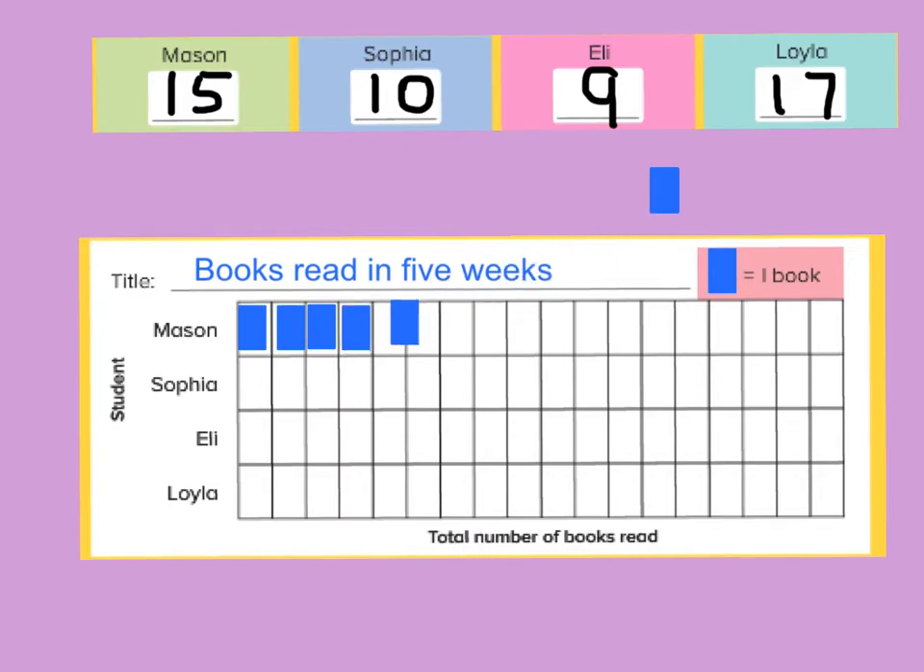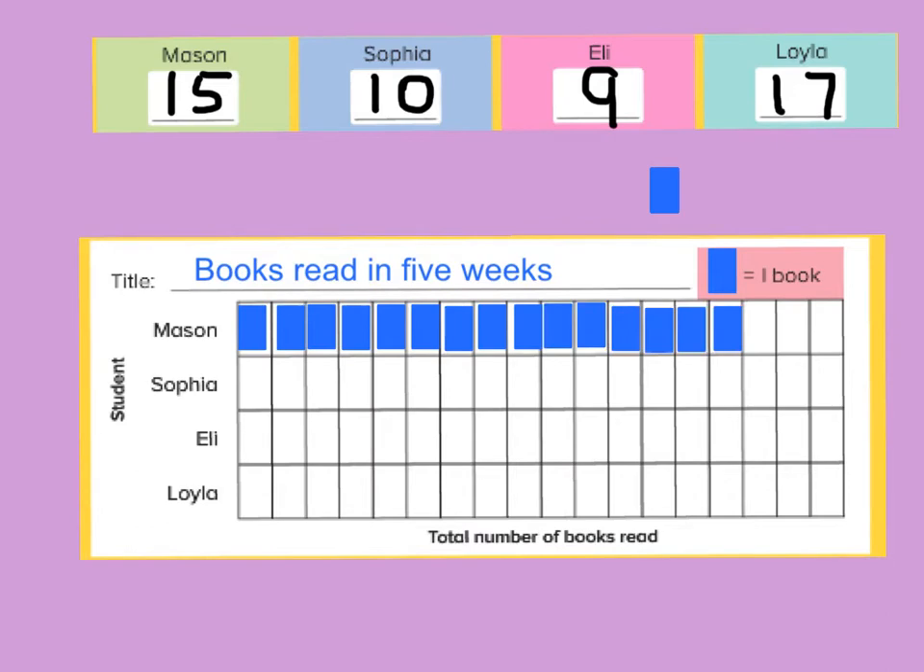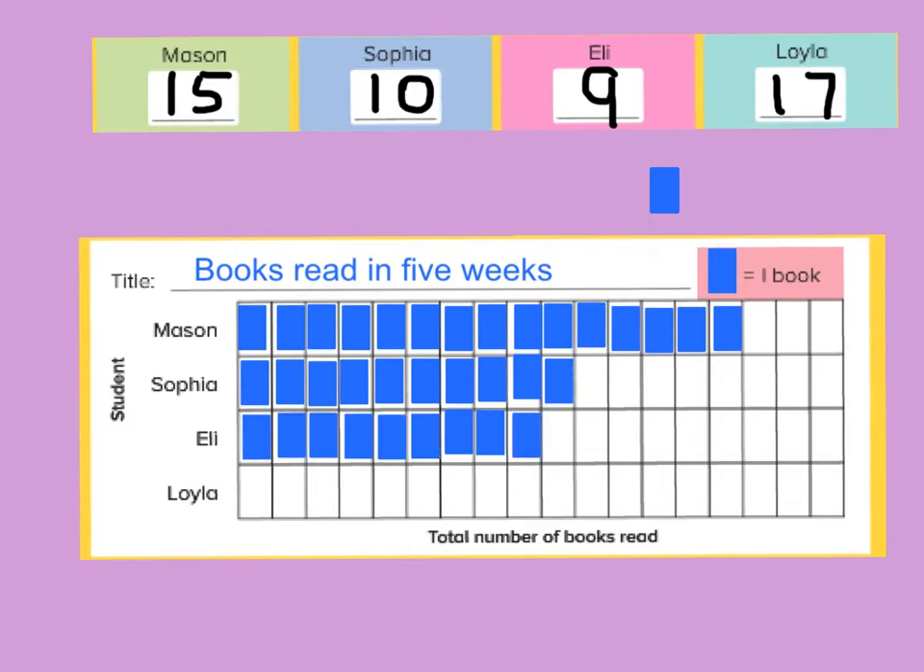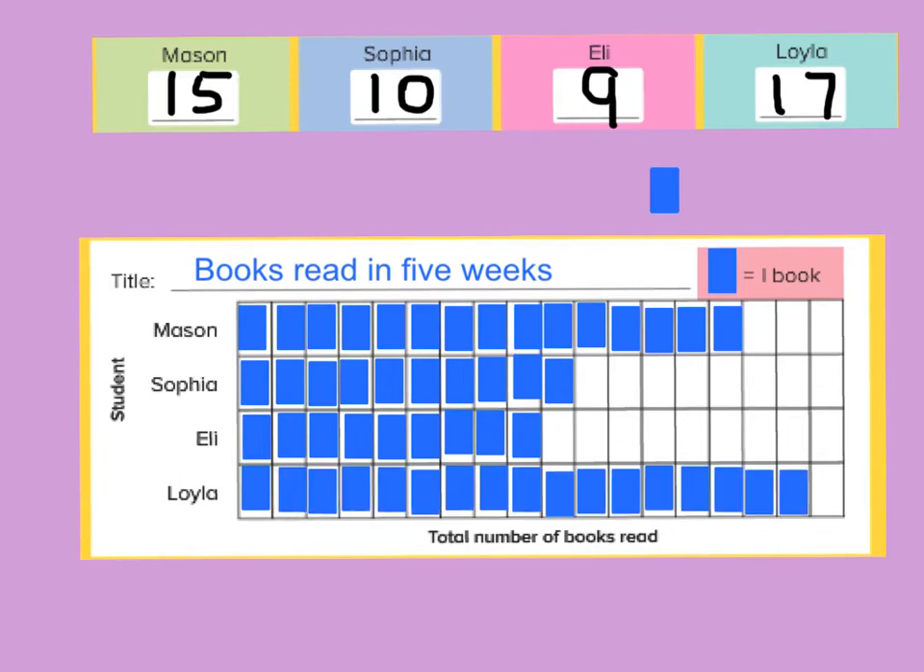I'm up to 5, 6, 7, 8, 9, 10, and 15. Now Sophia, she had 10 books, so I have to count in 10 little pictures that represent one book each for Sophia. 10 for Sophia. Now I need to do 9 for Eli. 9 for Eli. And now I need to do 17 for Loyola. So let's start Loyola's. That's going to take me a while, isn't it? Because she got the most. And 17 for Loyola. So there I have my picture graph.